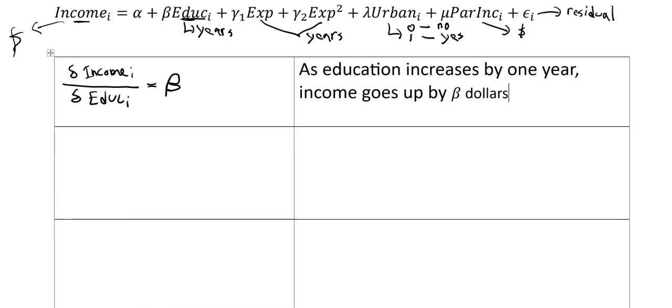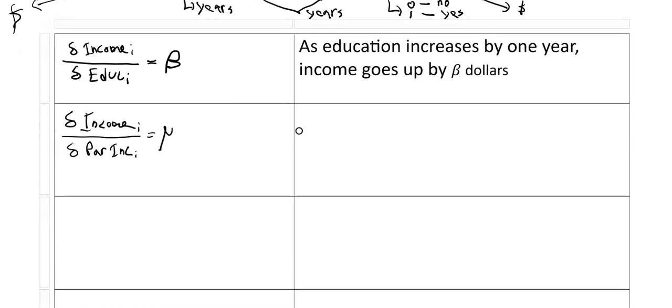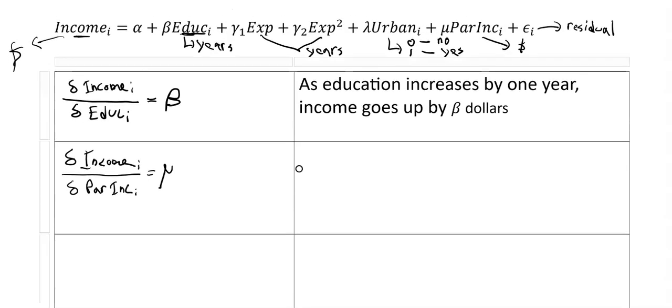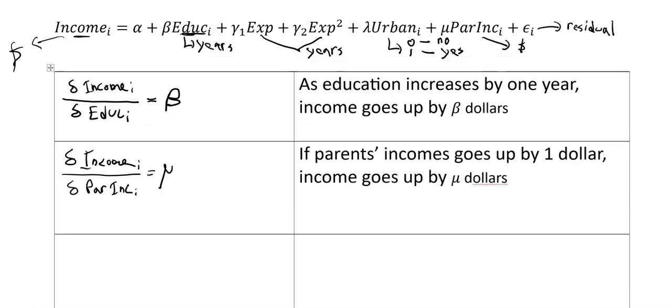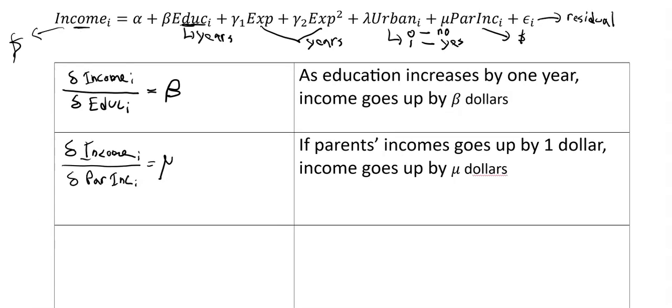Same goes with something like parents' income. So here, if I take the derivative of income with respect to parents' income, I get mu. So here too, our interpretation is pretty simple. It's just like how we did it with education.